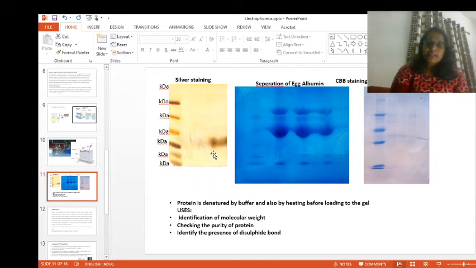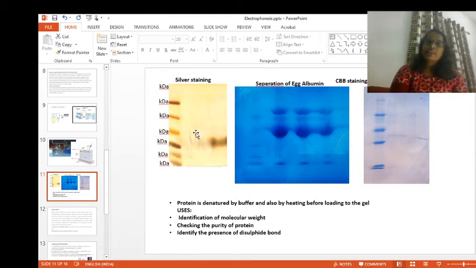So now we can see what the molecular weight is of the protein we purified. This is the protein we purified, seen as a band. So this is 6.5, then 14 and 20, so it is near the 20 range. This way we can calculate or identify the molecular weight of our protein.